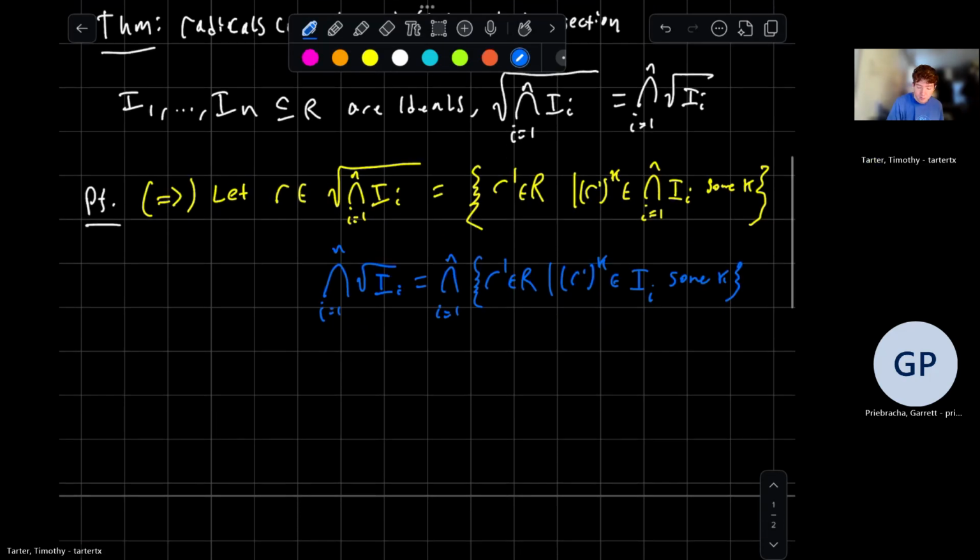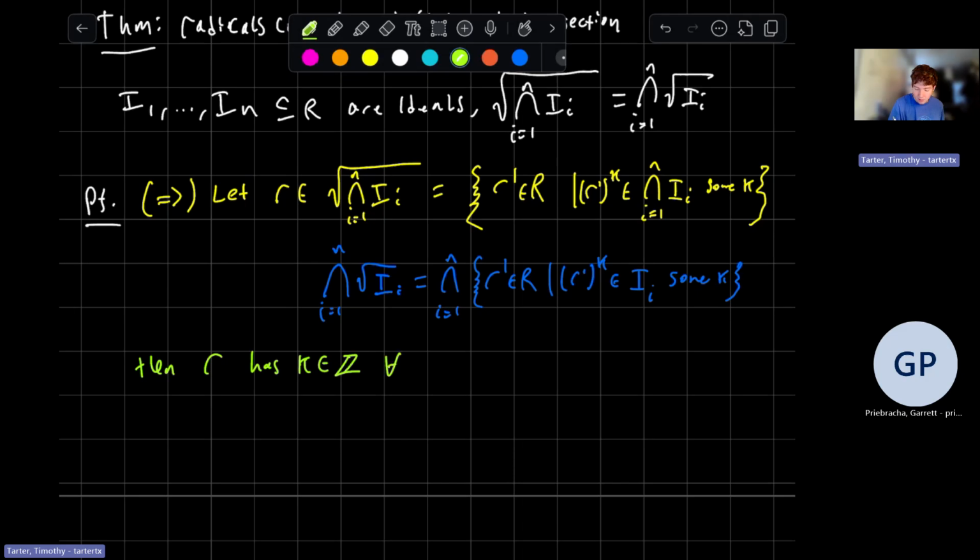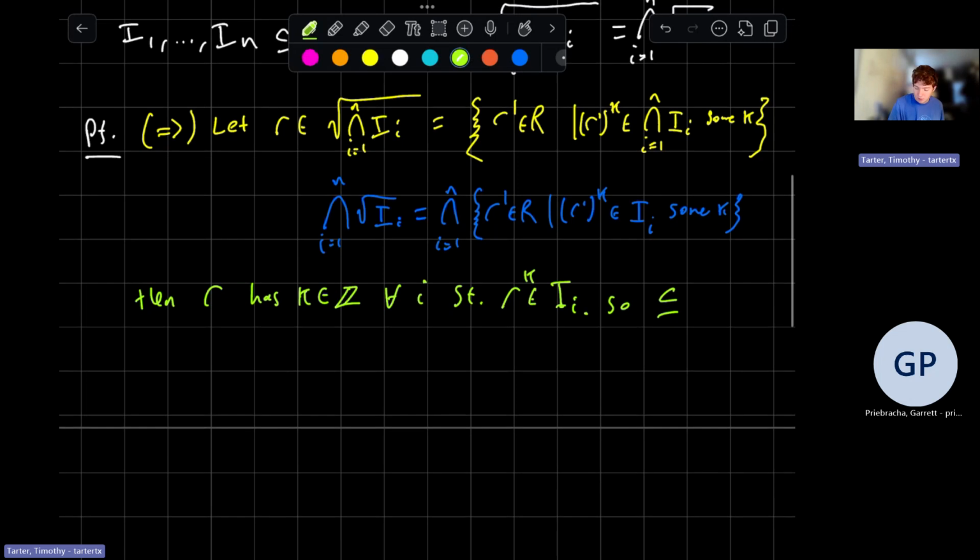So then this r that we've distinguished has a k in Z for every I such that r to the k is in I. And so the left-hand containment follows.